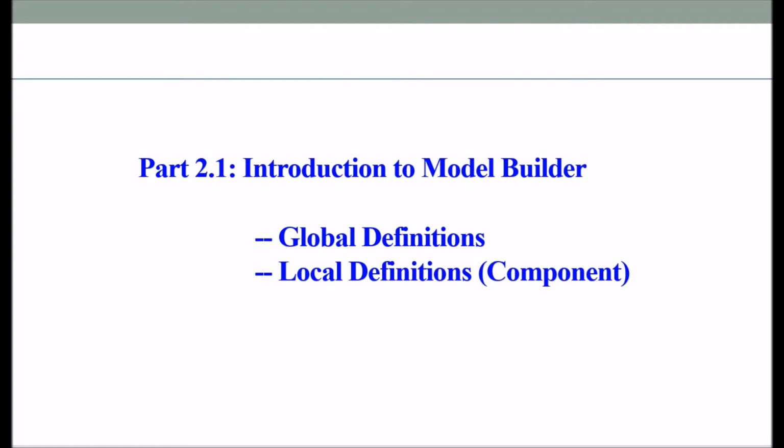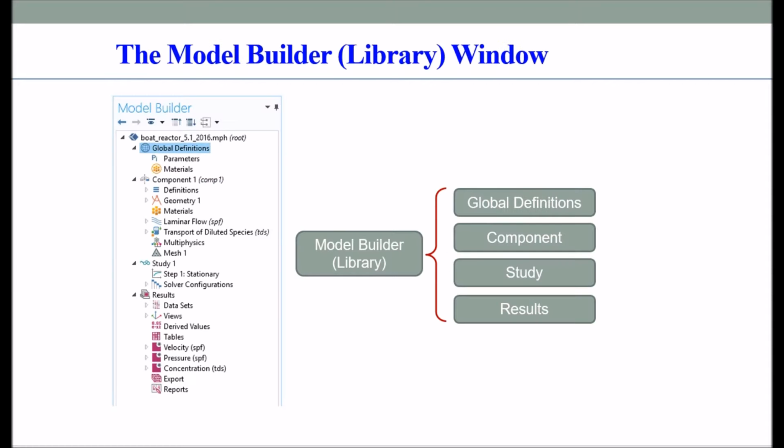In this part, we will learn the model builder and its operations. In the model builder, we have four options, including the global definitions, component, study, and results. In my perspective, these four operations correspond to the four steps in any kind of computer simulation. The first step is to set your parameters. The second step is to build your model. The third step is to do your calculation, which is study in COMSOL. The last step is to analyze your results.